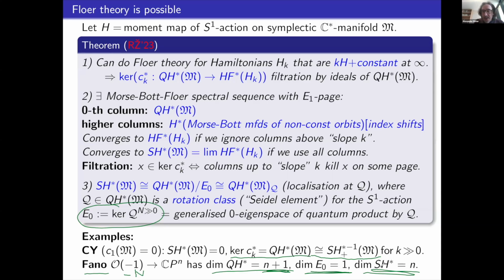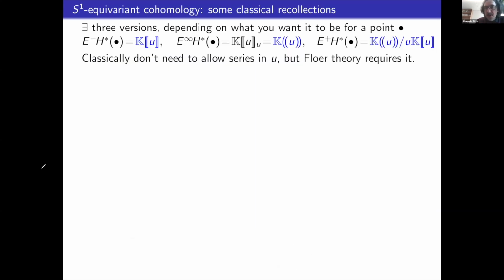So this is all the non-equivariant story, and today I want to talk a little bit about what happens in the equivariant case. So before I can talk about equivariant Floer cohomology, I just want to say a few words about classical S1 equivariant cohomology. So you're probably most familiar with the Borel construction of equivariant cohomology. So that means we're working on S infinity cross our manifold over S1, and we're taking the cohomology of this.